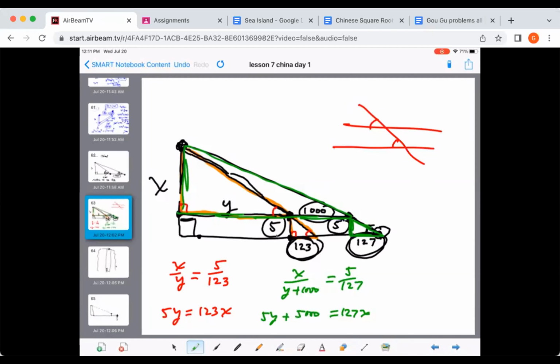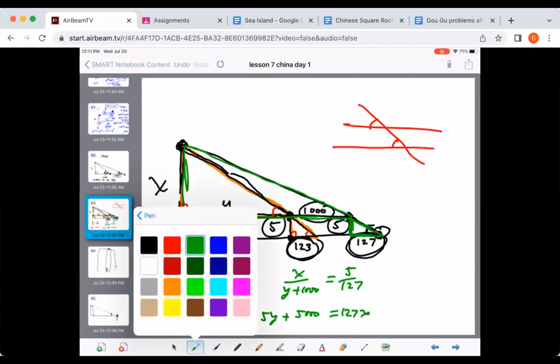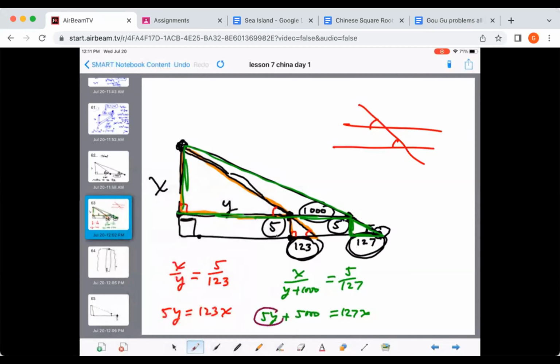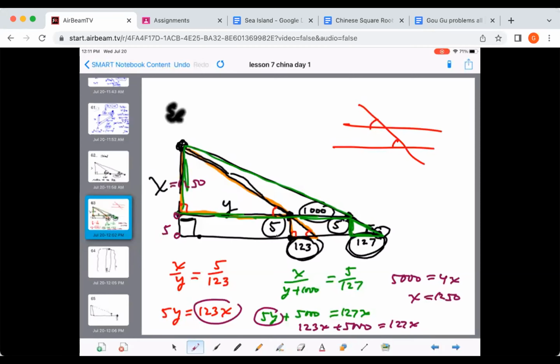Now, what I like to do to finish this question, we were practically done, is change this 5y into 123x. So 123x plus 5,000 equals 127x, which becomes 5,000 equals 4x, or x equals 1250. And that's not the sea island, because the sea island also has the extra 5. So sea island is 1255.